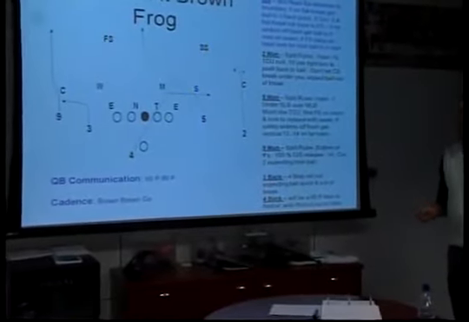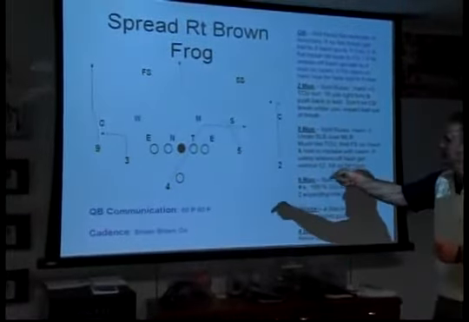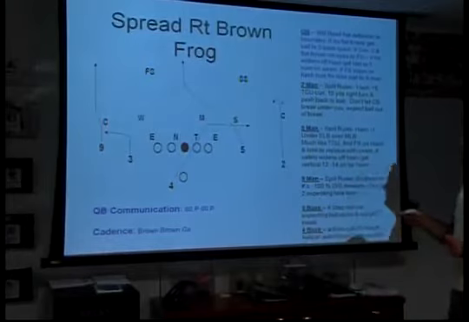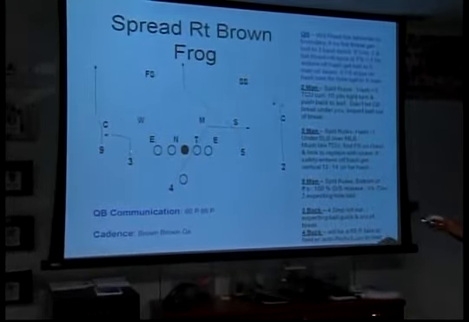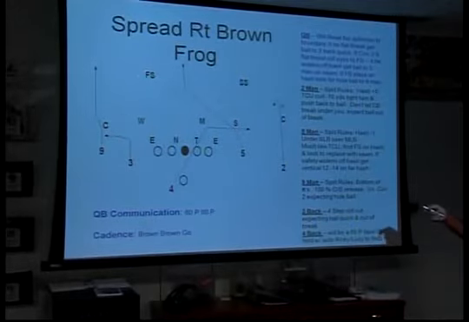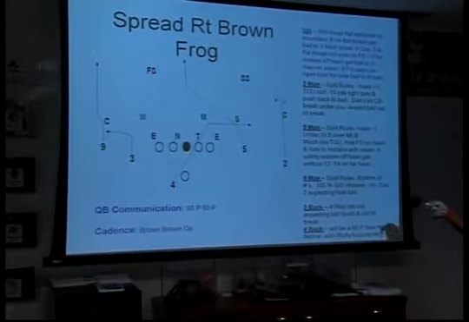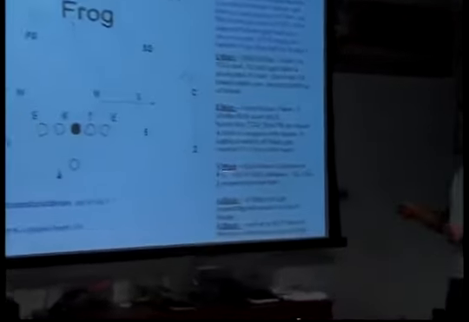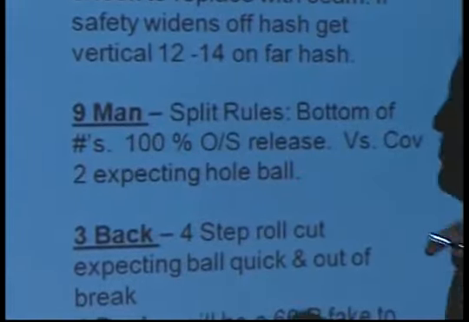Okay, the ball will come out now. If there is a cover two look, in this case with a corner down and a safety sitting high on a hash, then my first read still is the flat defender. If the corner bites on the 4-yard route, then my eyes roll straight to the safety. If the safety is still on the hash, then I'm looking to hit the hole ball shot right here. Okay? You can see right here. Bottom of numbers, outside release versus cover two, expect the hole ball shot.